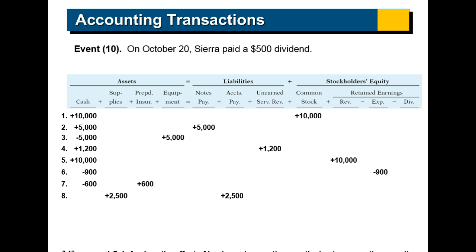Now, on October 20th, Sierra paid a $500 dividend. What's going to happen there? Cash is going to go down. Equity goes up. Think about it. Equity is going to go down also. Why? We're not bringing more in. We're getting rid of something, aren't we? Does that make sense, guys? Yes? No? Okay. Cash goes down, and our stockholders' equity goes down because we're forking it out.